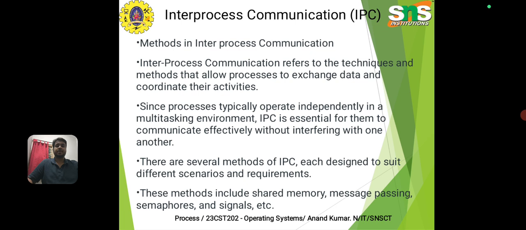Methods in interprocess communication. Interprocess communication, that is IPC, refers to techniques and methods that allow processes to exchange data and coordinate their activities. Since processes typically operate independently in a multitasking environment, IPC is essential for them to communicate effectively without interfering with one another. There are several methods of IPC, each designed to suit different scenarios and requirements. These methods include shared memory, message passing, semaphores, signals, etc.